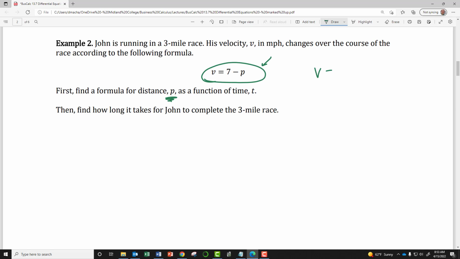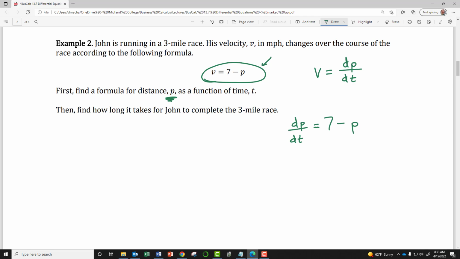Just like before, we remember that velocity is just the rate of change of distance over time. So we can write it like a derivative like this. And in our case, we write the derivative equals, and using my formula, the right side would be 7 minus p.